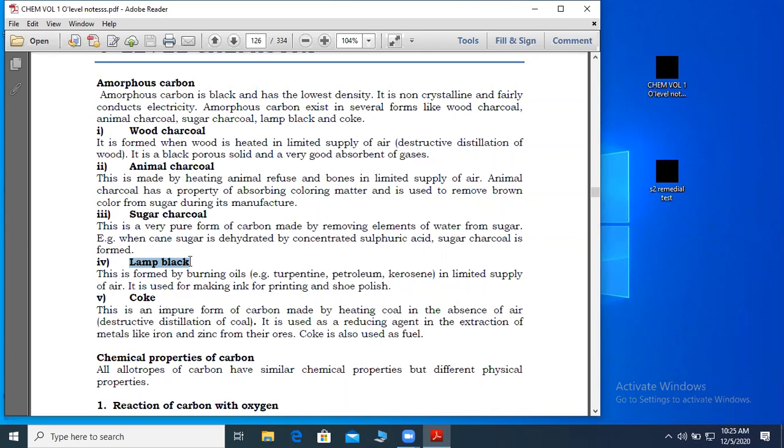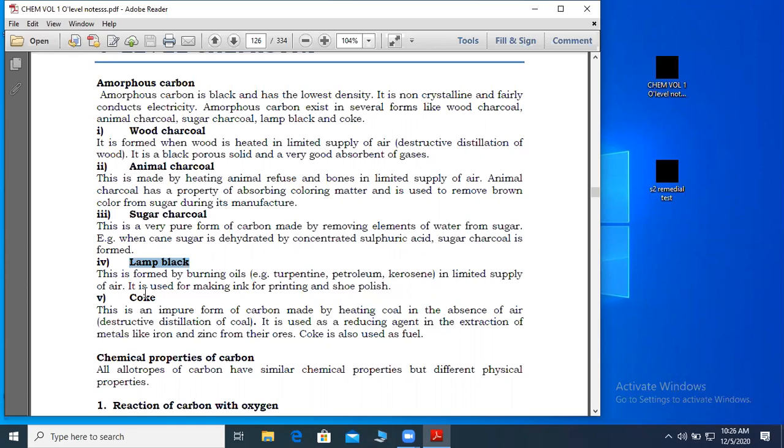It is called lamp black. Even if you are using a candle, you will see soot being formed on top of the flame. If that soot was collected, it is also called lamp black. And that soot is an amorphous form of carbon. What is the use of that? This lamp black has many uses.